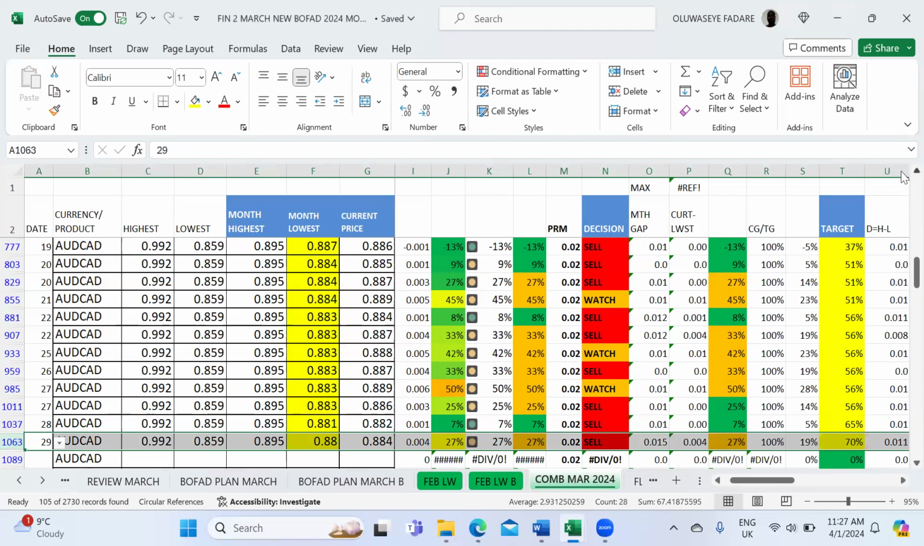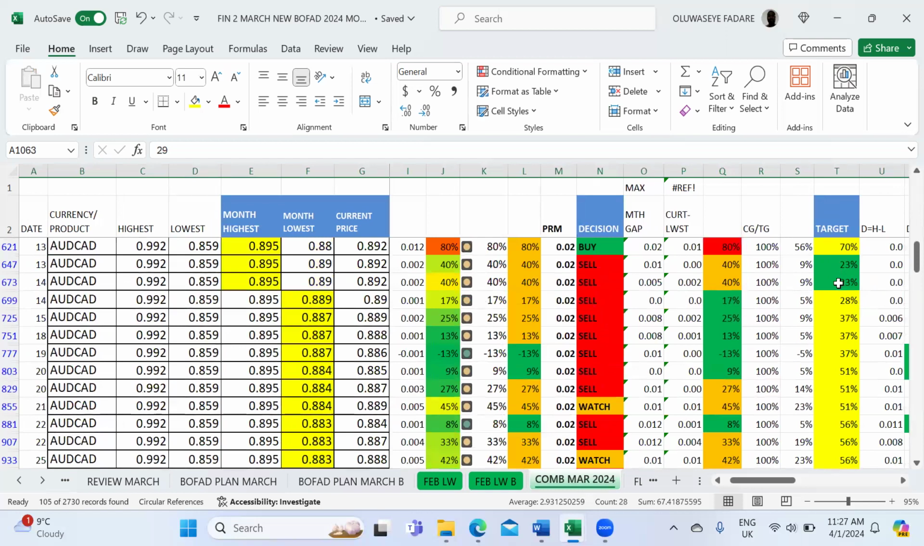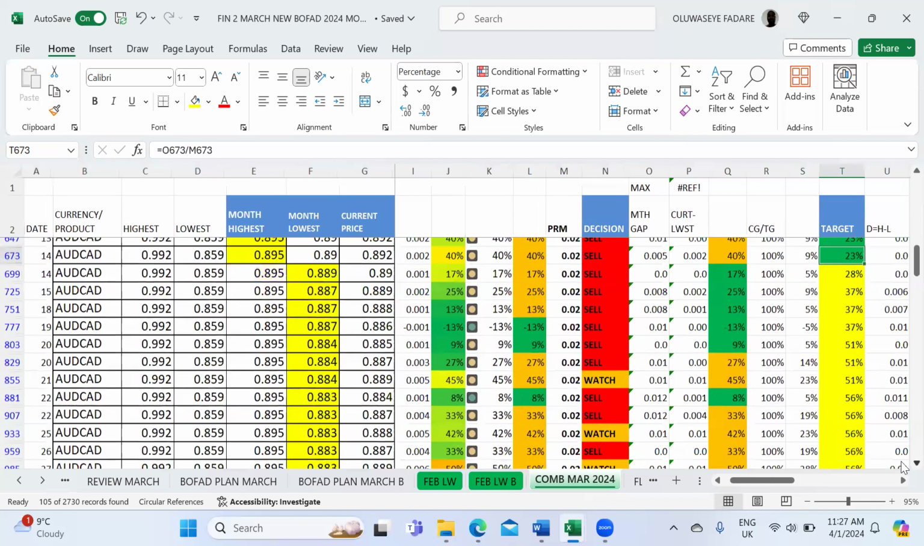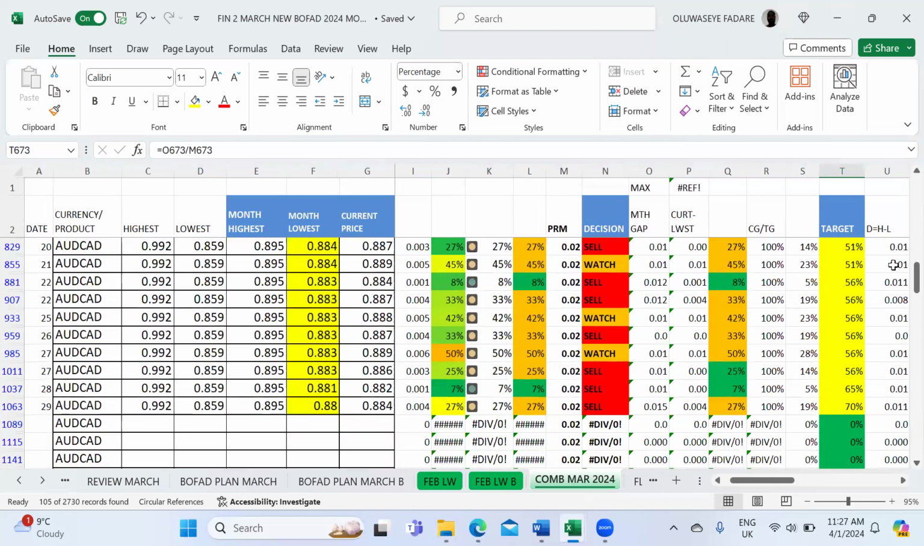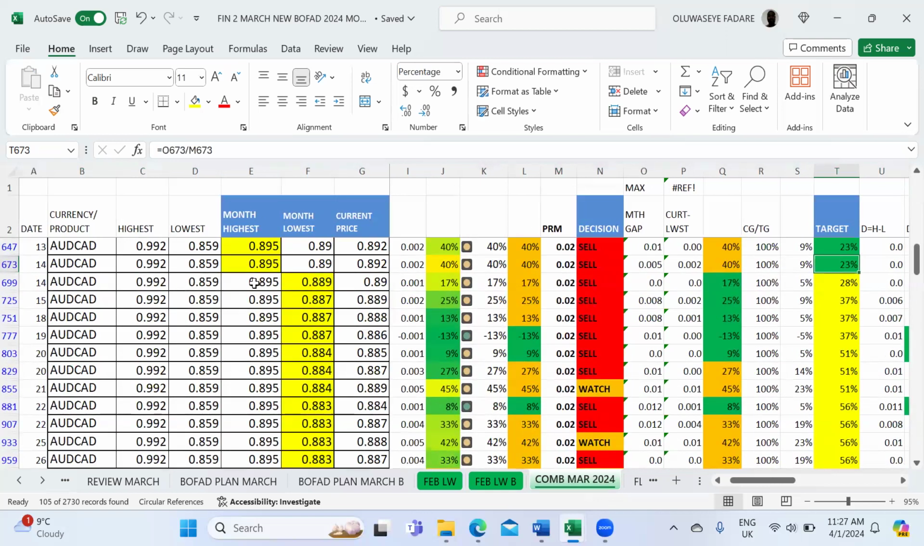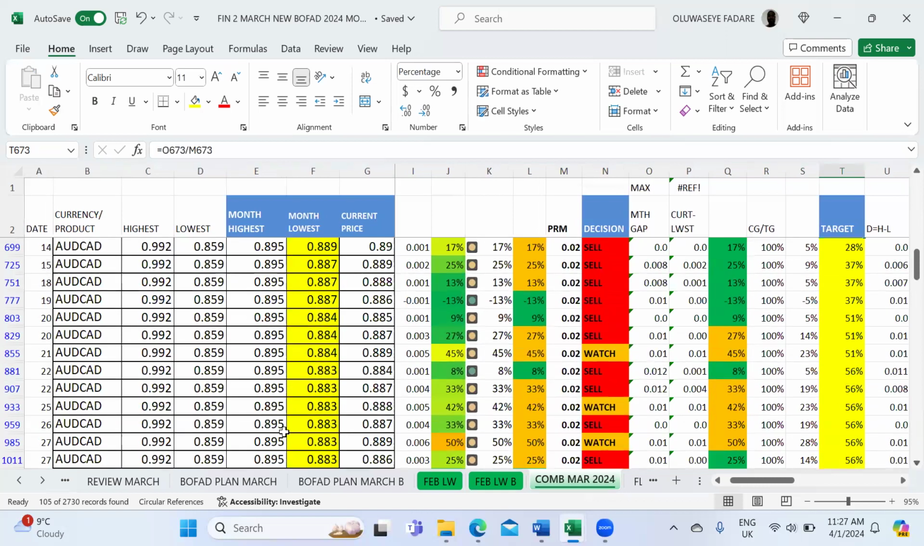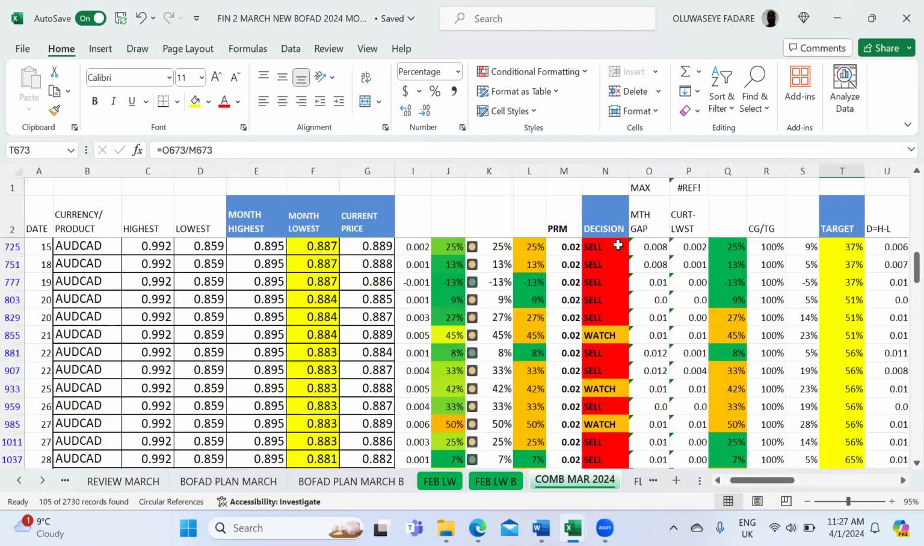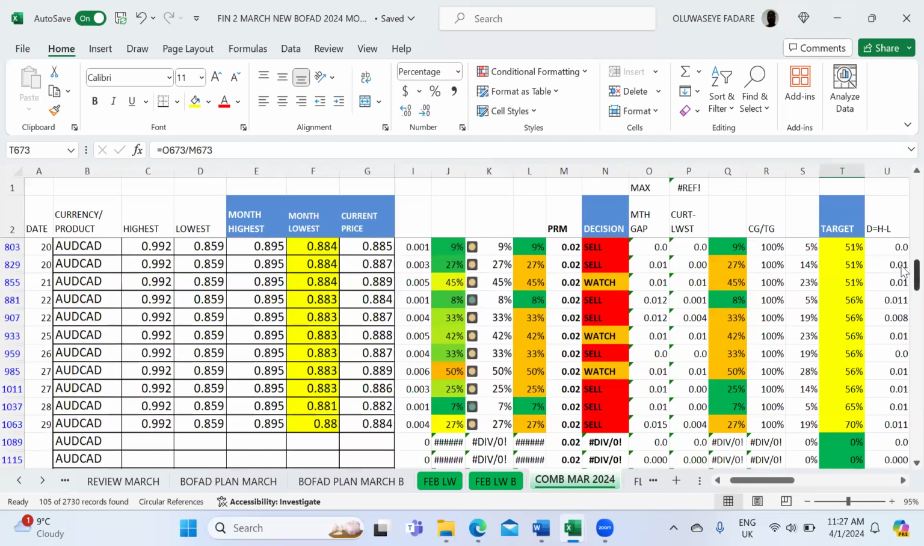So the market grew from 23%. And you see here from 23% to 70%. Okay, to 70%. And all these growths, as you can see, the market was from 0.895 and came downwards to 0.88. So the market did not move upwards again. And with this information, we are able to identify the direction of the market. And that's why you see here, decisions is mostly sell, because the market had been all the way down.